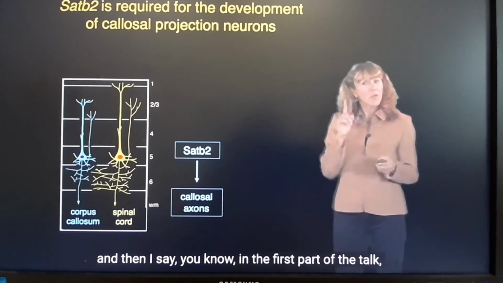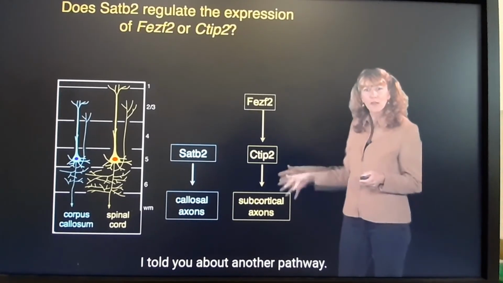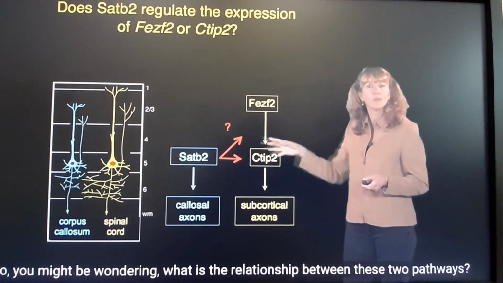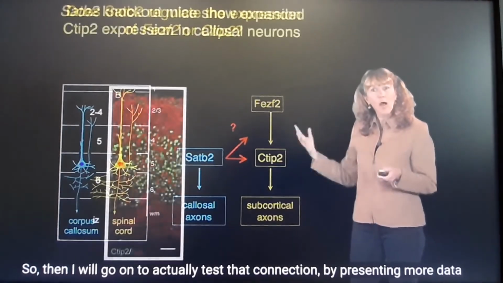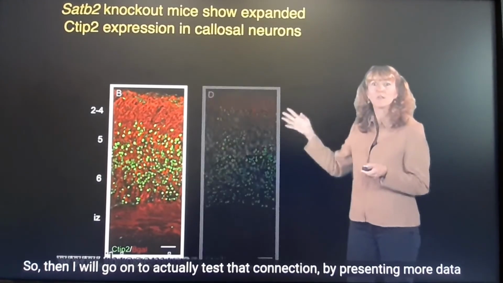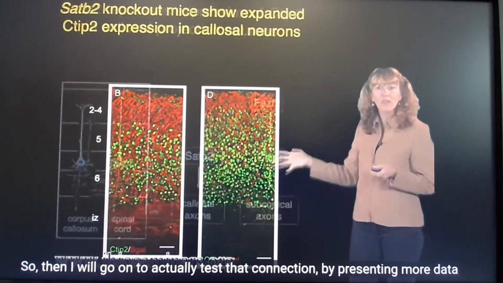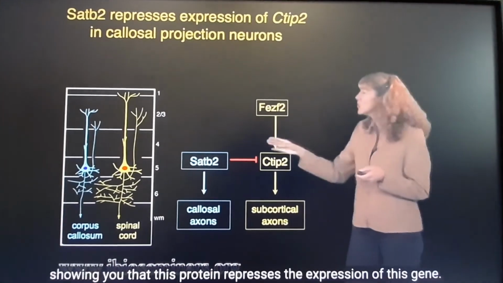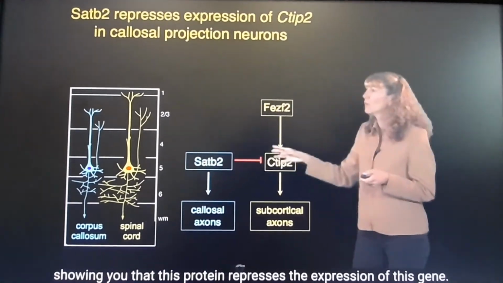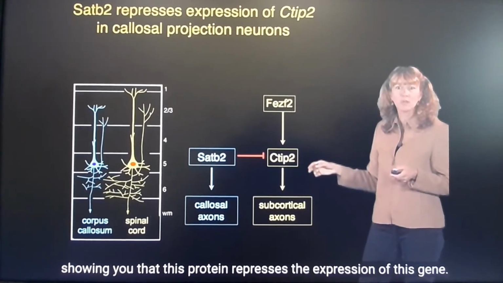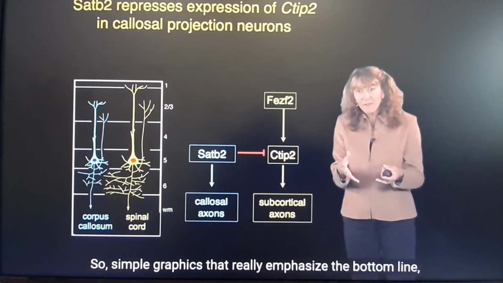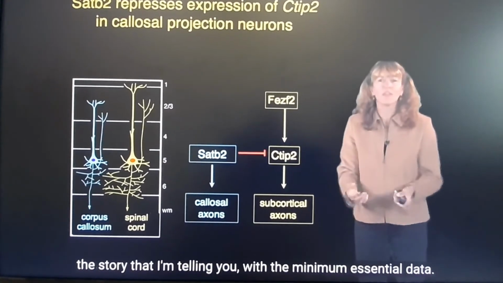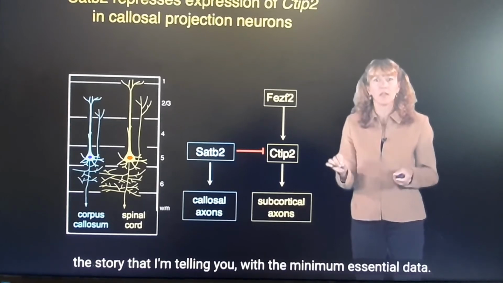And then I say, in the first part of the talk, I told you about another pathway. So you might be wondering, what is the relationship between these two pathways? So then I will go on to actually test that connection by presenting more data that would build up into a small conclusion slide showing you that this protein represses the expression of this gene. So, simple graphics that really emphasize the bottom line, the story that I'm telling you with the minimum essential data.